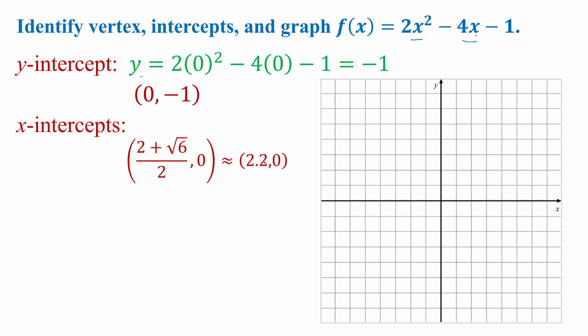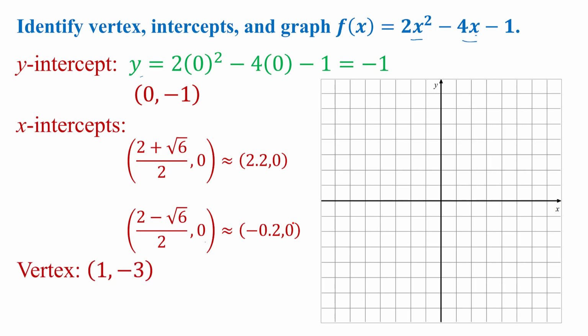And if you plug it in your calculator for plotting on our graph, that value of 2 plus square root of 6 over 2 is approximately 2.2. Then the other x-intercept, 2 minus square root of 6 over 2, 0. Using a calculator, we find it's approximately equal to negative 0.20. Well, let's get everything up, and then I'll start graphing.